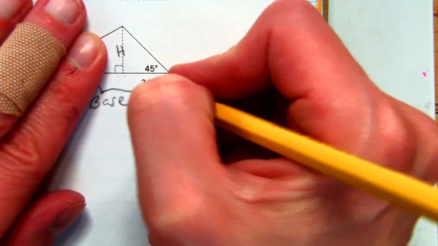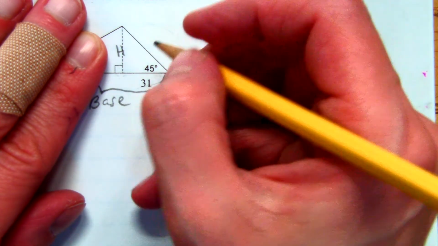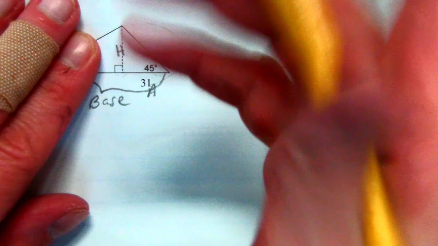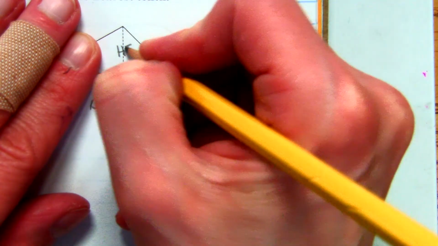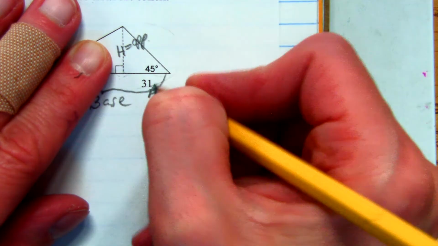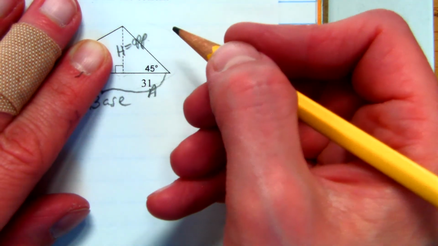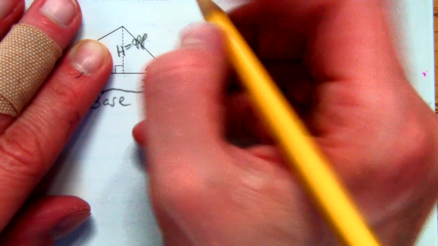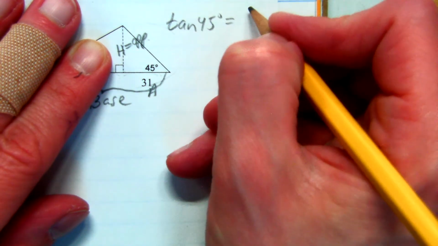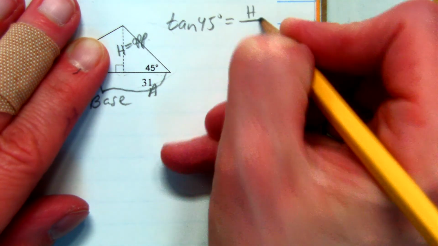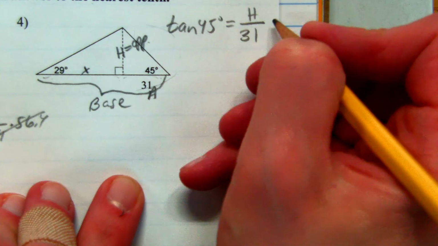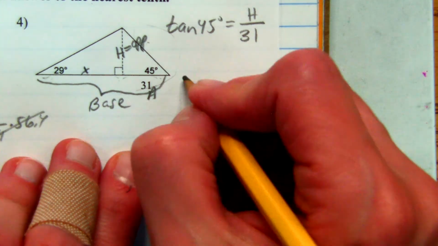So this 31 would be adjacent. And then this height right here is actually the opposite side. So I've got adjacent and opposite. Which one am I going to use? Tangent for TOA. Good job. So I'm going to have tangent of 45 degrees equals h, the height, over 31. So essentially we're going to multiply both sides by 31.